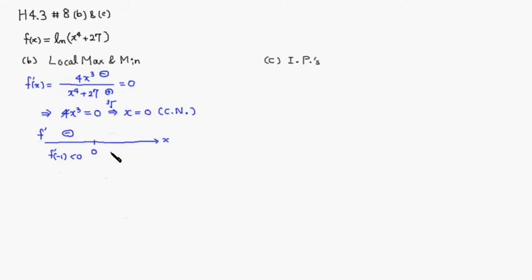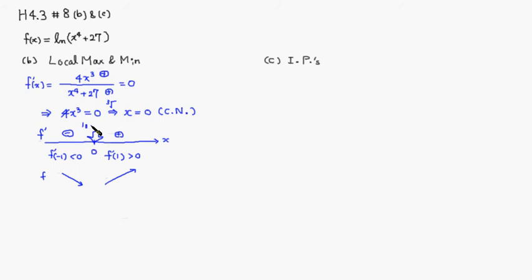All right, let's try something bigger than 0. So f prime of 1, right? Well, you can see that the 1 cubed times 4 is positive. And as I said before, the denominator is always positive. So it's positive. So you have a positive sign here. All right. So the first derivative indicates that the original function f is going to decrease before 0, and after that increase after 0, which indicates that you're going to have a local minimum there.